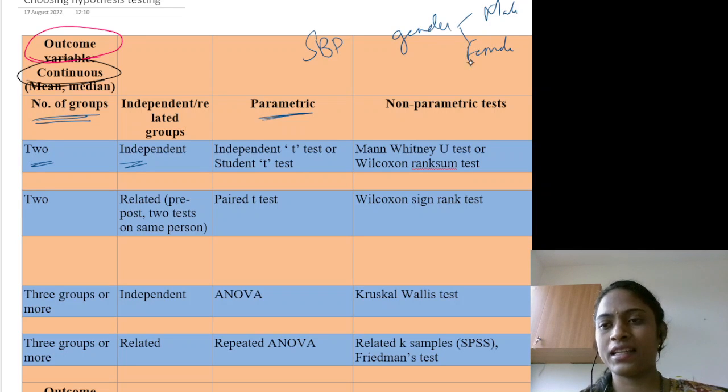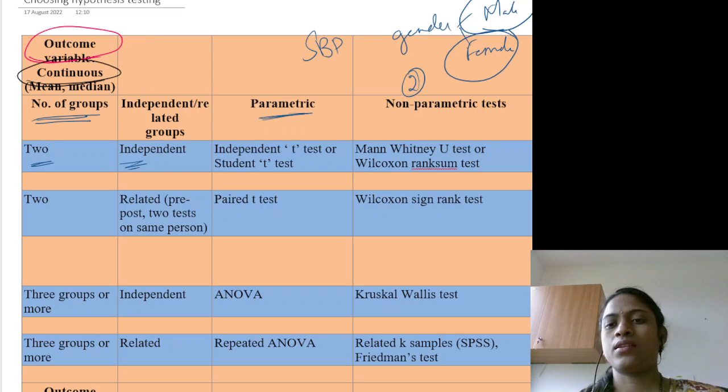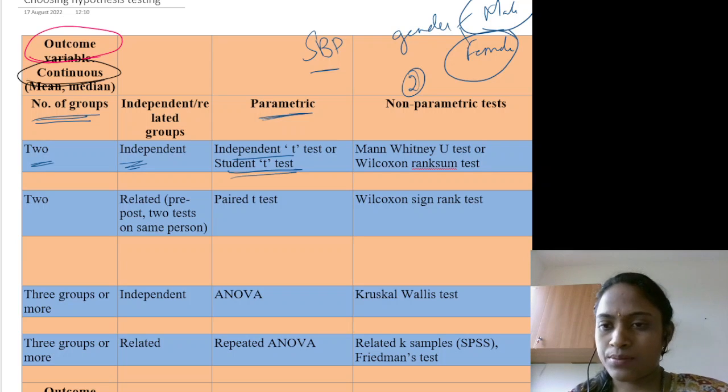There are 2 categories. Male is an independent group, female is an independent group, so there are 2 independent groups. The outcome variable is continuous and there are 2 independent groups, then we will use independent t-test or student t-test. Both the tests are just different names for the same test. And there are a few assumptions to do this independent t-test.